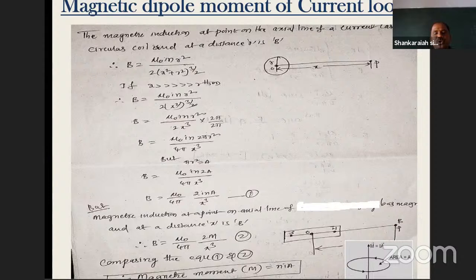Then write here m is equal to I A. I is the current, A is the area of the coil. This magnetic moment is a vector quantity. What is the magnetic moment? The product of the length of the magnet and its pole strength is called the magnetic moment. Magnetic moment is a vector quantity.